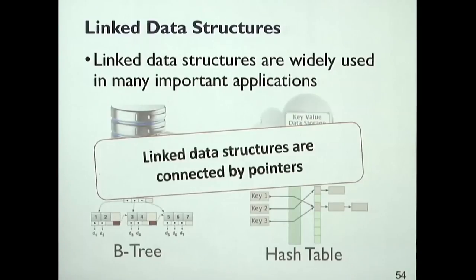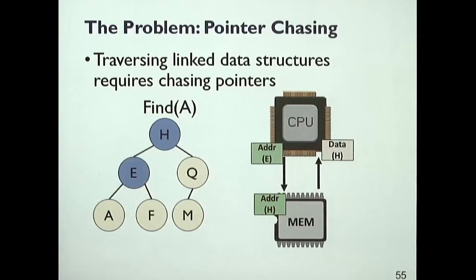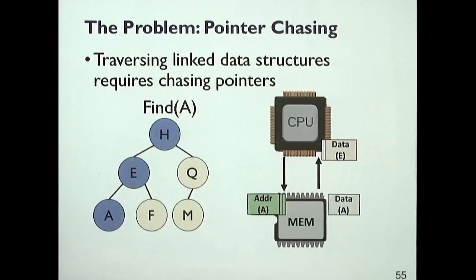OK, so the linked data structures are connected by pointers, and you need to chase pointers to find something that you're looking for. For example, if you're trying to find A, today you need to send the address to memory, you need to get the data, and then you need to send the next address after you read it, and you need to get the data, and then you need to send the next address, and then you need to get the data, and you do the comparison, of course, also in the middle. And eventually you reach.